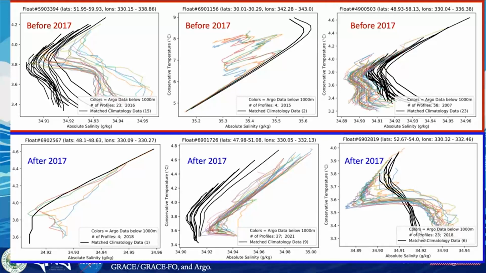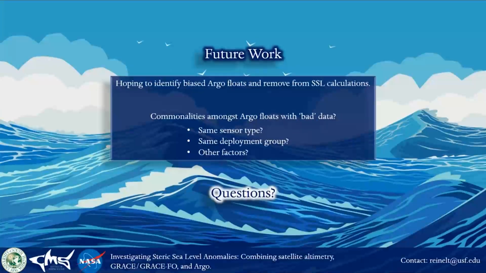So we're still investigating this, but we're hoping that using this method, we can identify these biased floats and remove them from our calculation for updating the map of steric sea level, so that we don't have all of this weird salty bias stuff and other biases. And then once we identify these Argo floats, we're going to be looking for commonalities amongst all of them. So whether they have the same sensor type or brand, or the same group deployed those floats, or other factors that I haven't really considered yet.